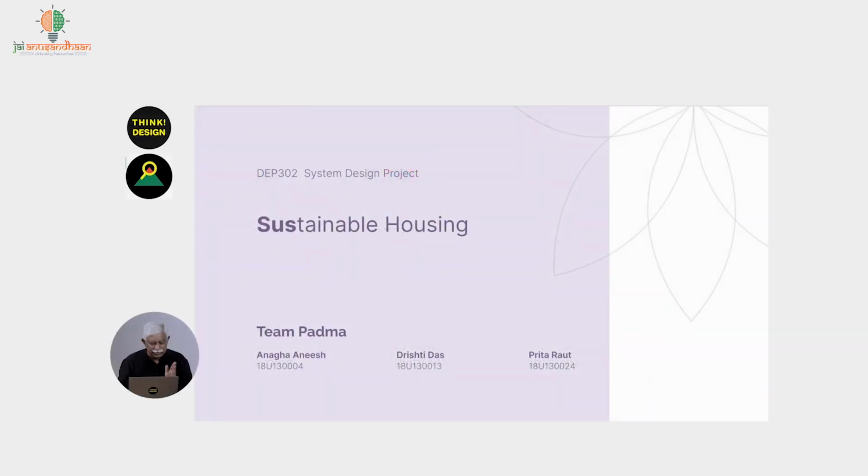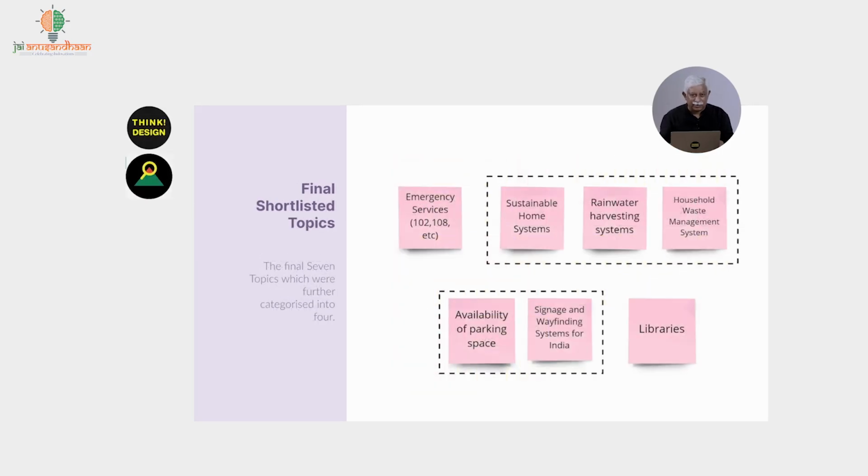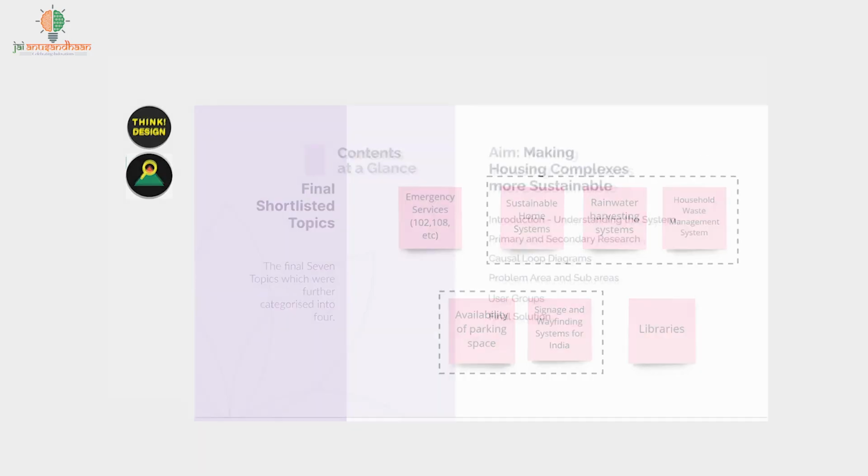The project is done by 3 students, Anaga, Drishti and Preeta. Initially, they did not know what exactly to work on, so they brainstormed on a lot of ideas. In fact, they had a list of 39 topics which they brainstormed, and finally, they came to about, you can see, 7 of them, out of which one of them was sustainable home systems. So, they picked on that and they thought that they will work further on that.